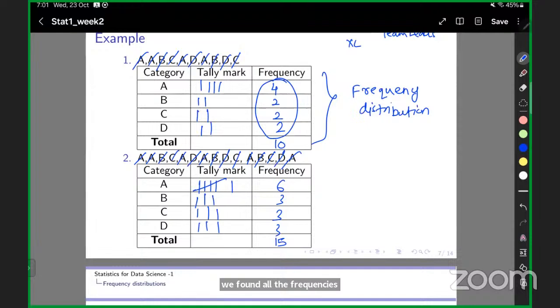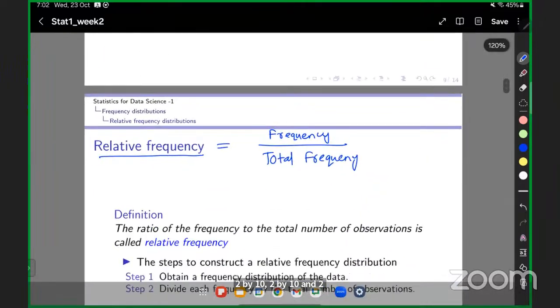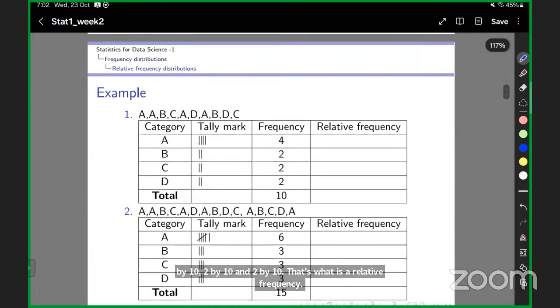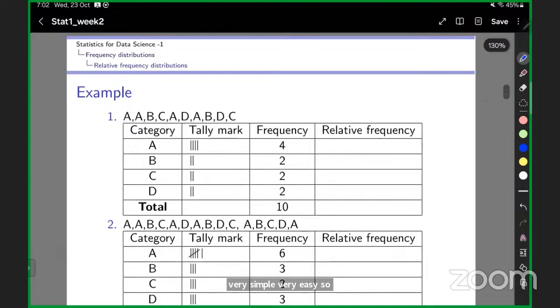So now I'll divide all the frequencies by the total, right? So 4 by 10, 2 by 10, 2 by 10, and 2 by 10. That's what a relative frequency is. Very simple, very easy, right? So yes, this is what we obtained. This was our frequency table.